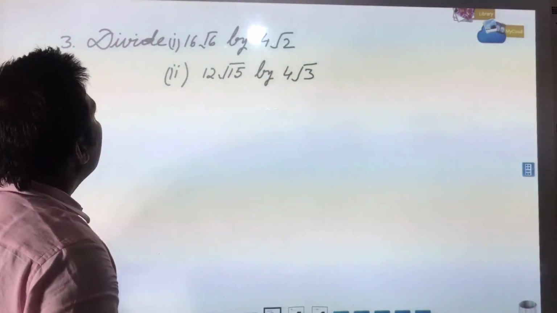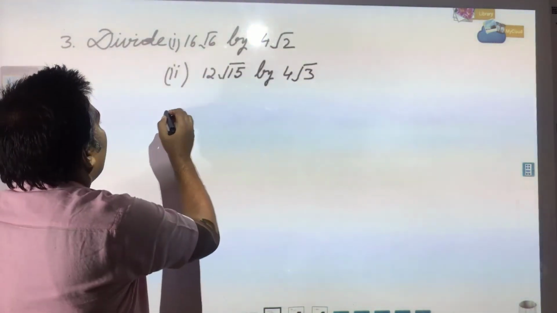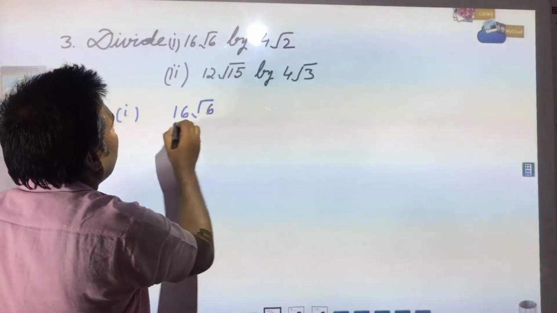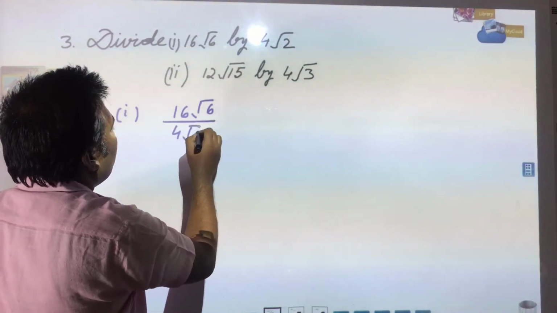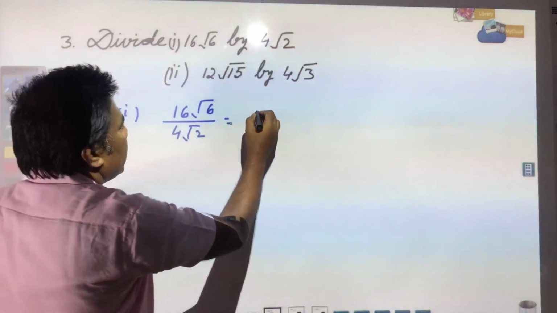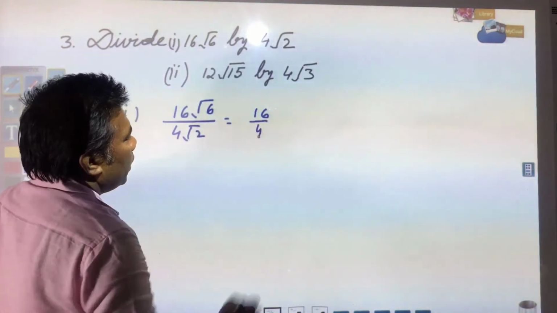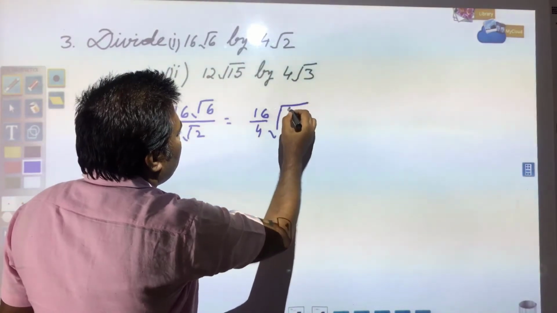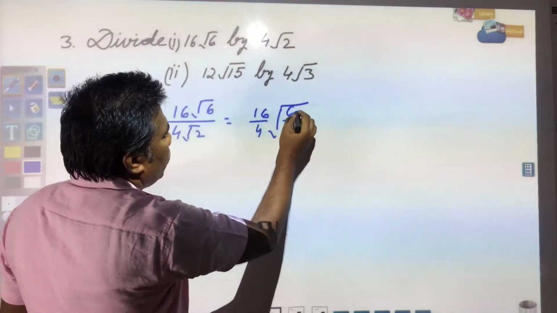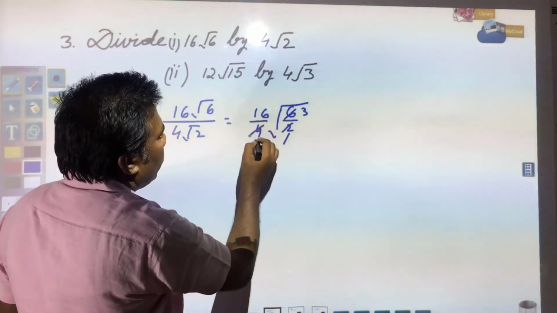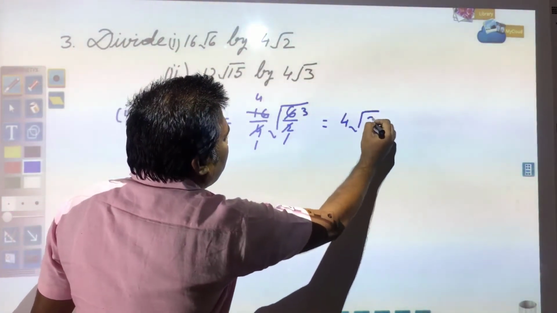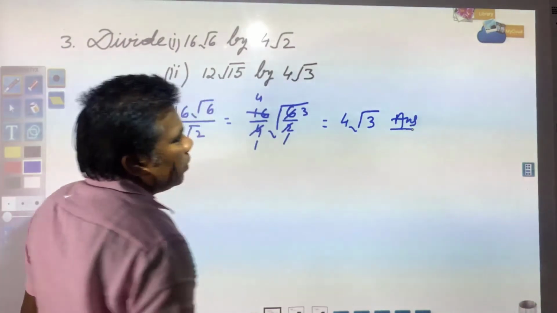Next question, you see division. First you have 16 root 6 divided by 4 root 2. Again, just now I told you how it is to be done. 16 by 4 you write separately, and under root, 6 by 2 can be written. So, 2 1s are 2, 2 3s are 6, and 4 1s are 4, 4 4s are 16. So, this will be 4 under root 3, and this will be your answer.